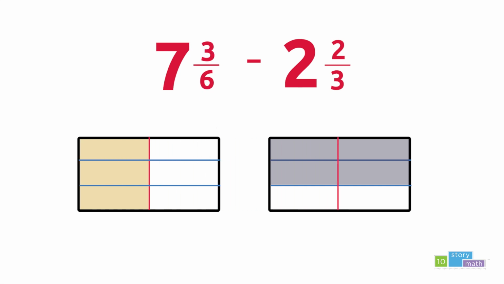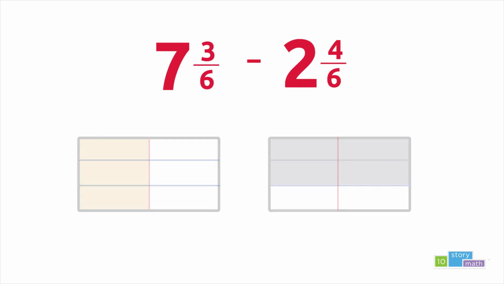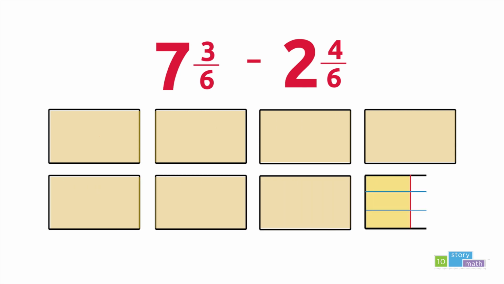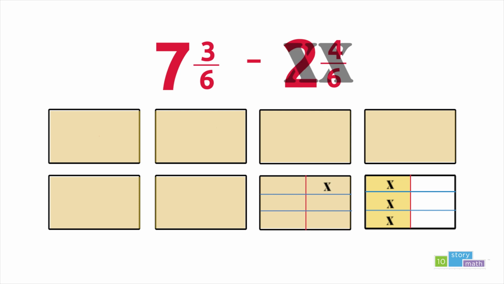Seven and 3/6 minus 2 and 4/6. Now take away 4/6. 1, 2, 3. Need to regroup. 4. Now take away 2 wholes and count what's left. 4 and 5/6.